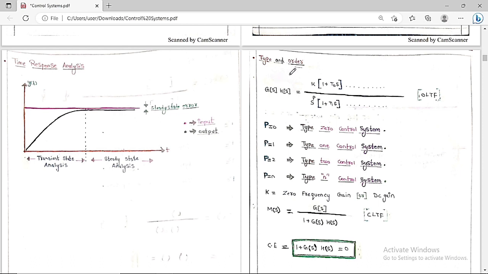Now we will discuss another concept, which is called type as well as order. The definition of type and order we have to learn clearly.